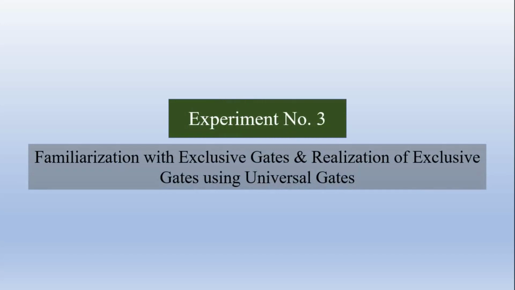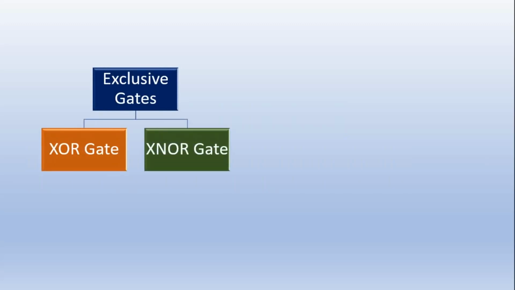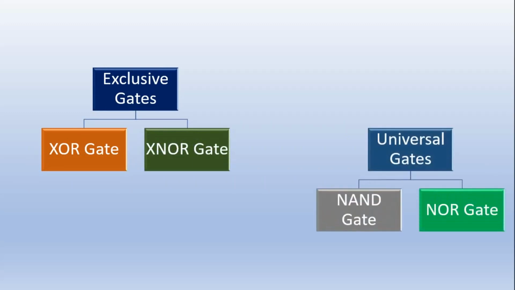Today we will perform experiment number 3 of Digital Electronics Lab: familiarization with exclusive gates and realization of exclusive gates using universal gates. What are the exclusive gates? XOR gate and XNOR gate. And universal gates are NAND gate and NOR gate.